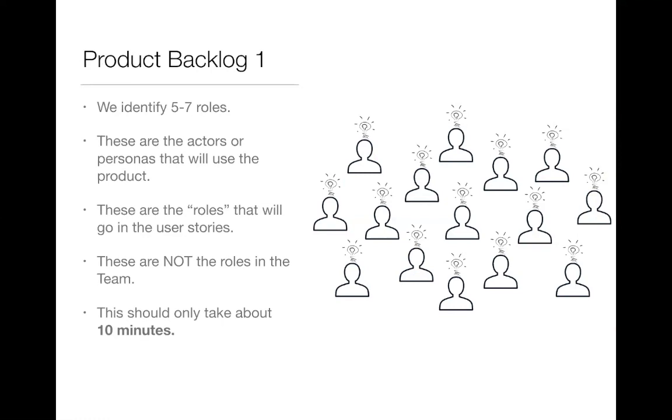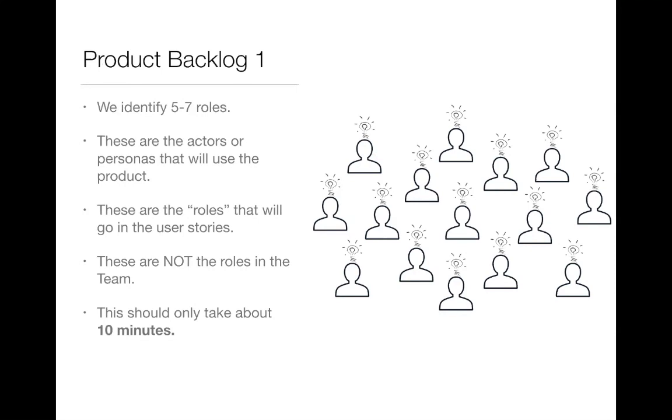And I'm kind of recommending, it's not a strong recommendation, about 5 to 7 different personas, actors, end-user types, you might say. So these are the roles that will be used in the user story format that some of you are probably quite familiar with, maybe all of you. These are obviously not the roles in the team per se, unless the team is the key user of the product, I guess. Not a very frequent occurrence, but it does happen very rarely.